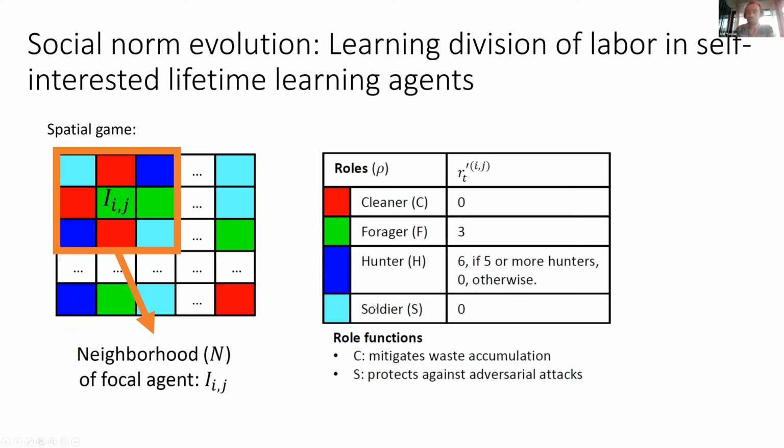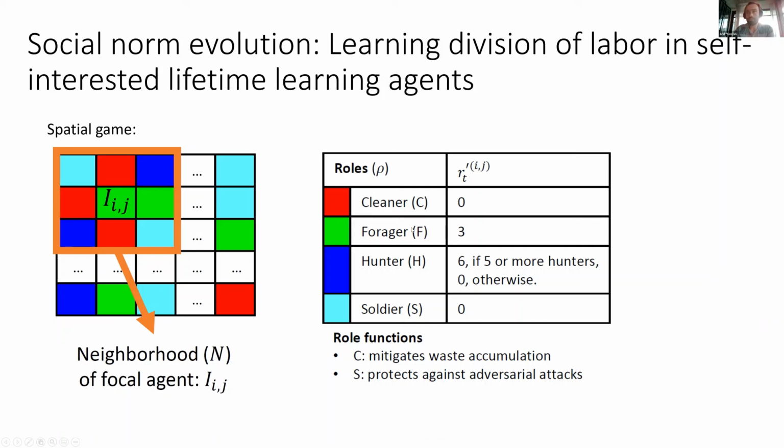And we also have a soldier role that is protecting the neighborhood. In this case, we assume random adversarial attacks. And if there is a soldier in the neighborhood, then it can protect against these adversarial attacks. If there is none, then randomly the payoff that the agents receive can be stolen.